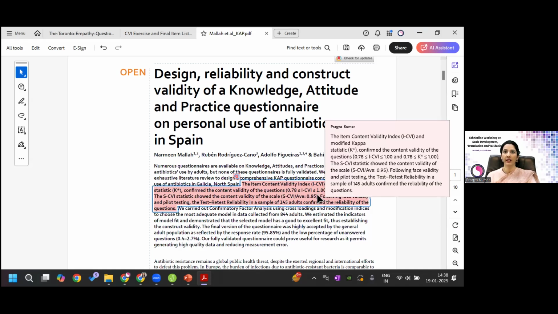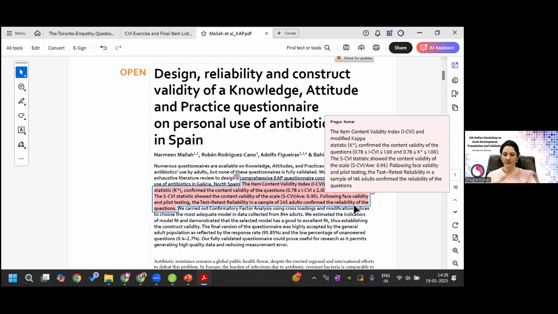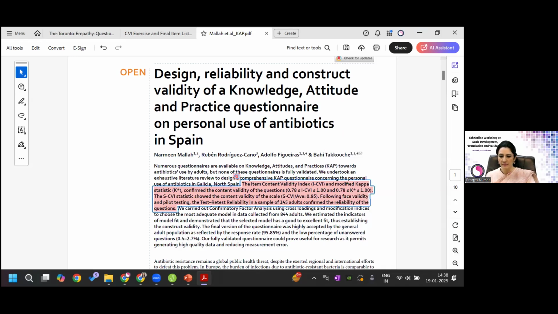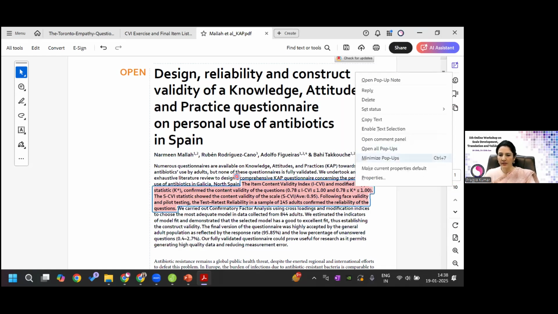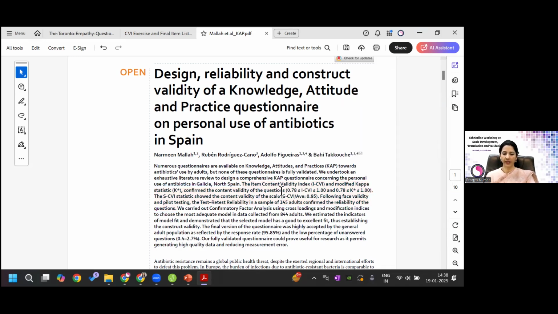And if you see the individual items, let me see why this is appearing every time. Yeah, let me delete this comment, otherwise it is popping up. So if you see the item-wise content validity, it was between 0.78 and 1. This was the item-wise. And the total scale content validity was 0.95. So they have reported this.